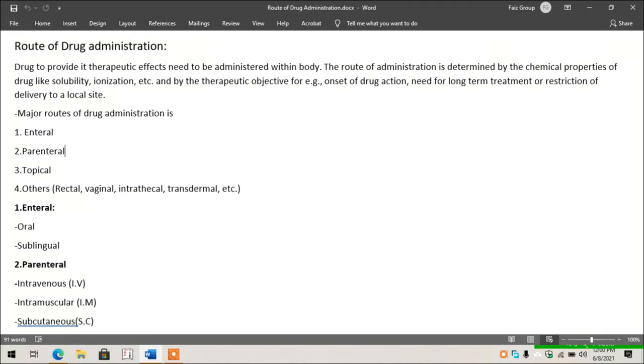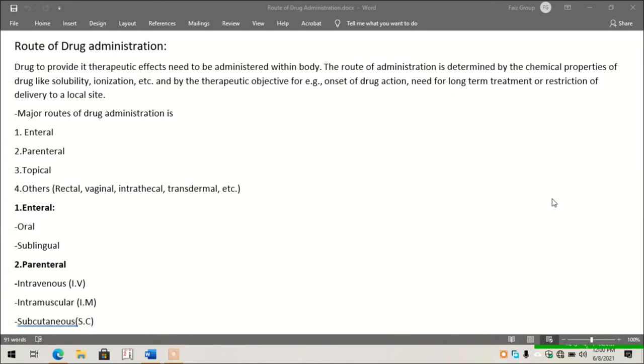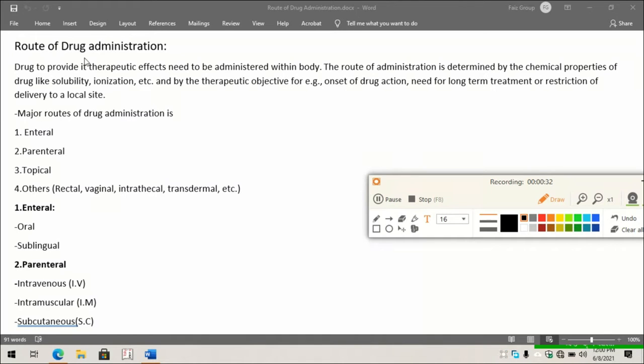Last time we had discussed pharmacokinetics. Now today we are going to continue the topic, as it is a lengthy topic. So today we are going to discuss the routes of drug administration.